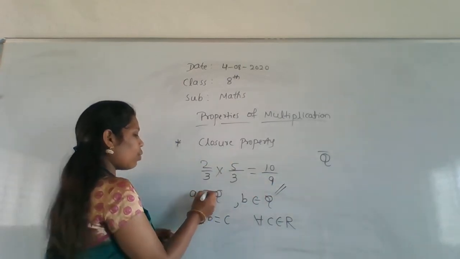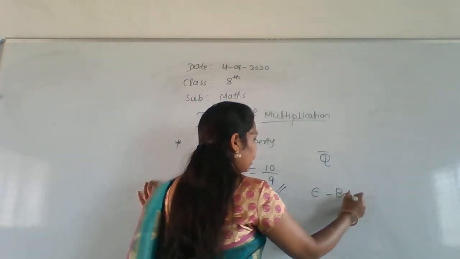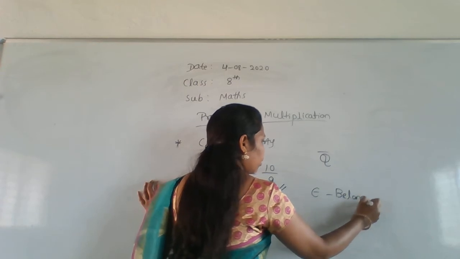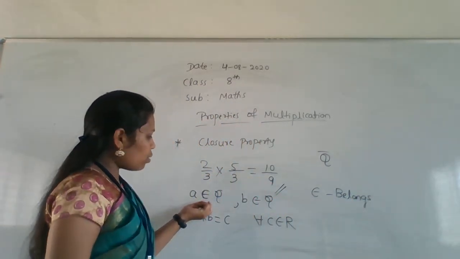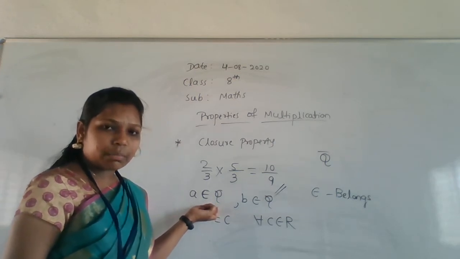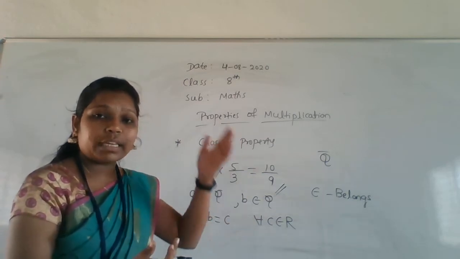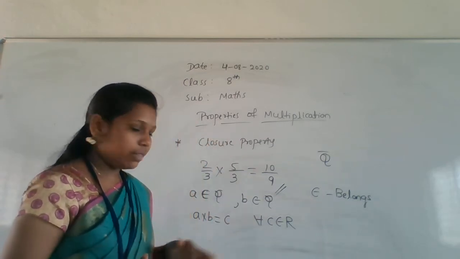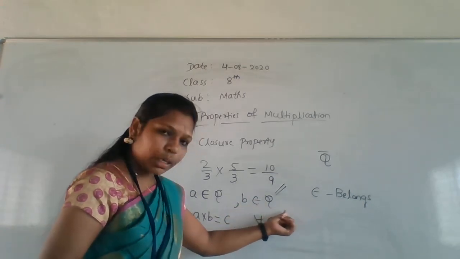So what is this symbol here? You have to know this meaning. It is nothing but belongs. Belongs means ಅದಕ್ಕೆ ಸೇರಿದ್ದು ಅಂತ ಅರ್ಥ. So A belongs to Q is nothing but A belongs to the rational numbers. Take any one number from the rational numbers, like that it will mean. So here B belongs to Q only.